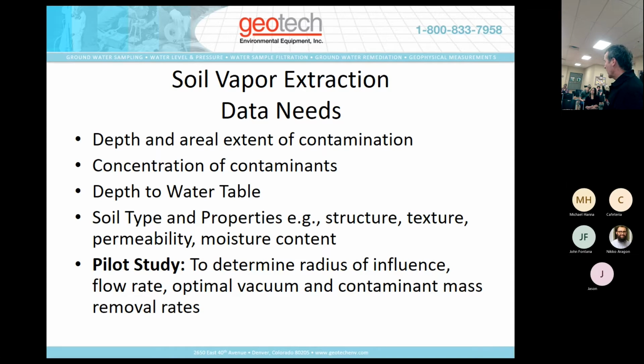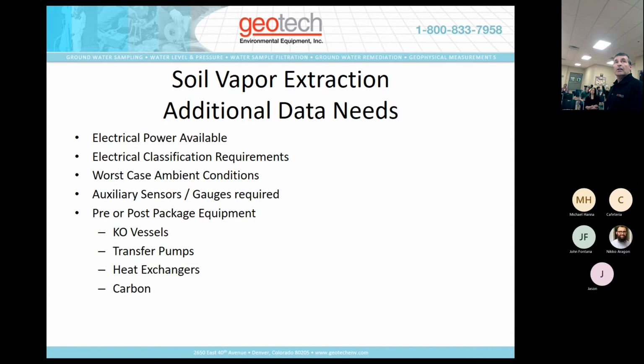But when you're talking to a client, what you want to ask is, what do you need for CFM? And at that CFM or flow rate, what do you need for vacuum? And what is your contaminant? Do you need a system to be explosion proof? Oh, yeah, that's another. So additional needs: electrical power, what do you have for available power, what your classifications are.